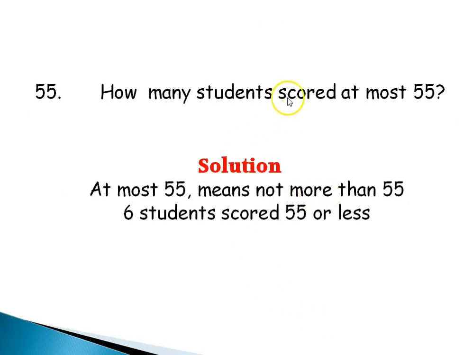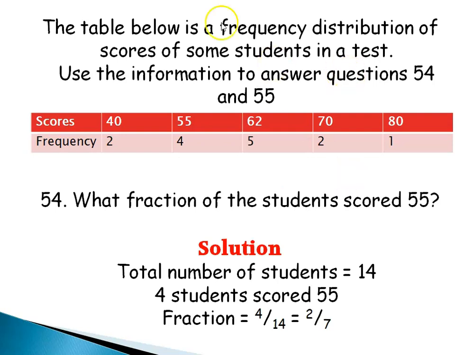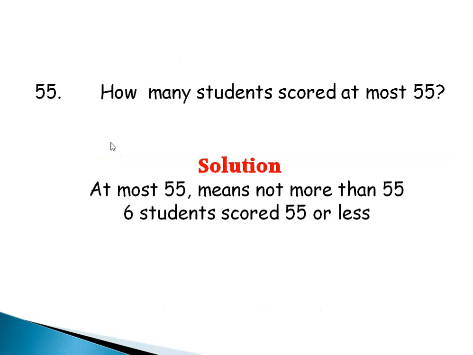Then question 55. How many students scored at most 55? At most 55 means not more than 55. That is, the person can score 55 or less than 55, but not more than 55. So let's go and count the number of students that scored 55 or less. Alright, so for 55 we have 4, and here we have 2. So 4 plus 2, 6. We have 6 students that scored at most 55. So 6 students scored 55 or less.